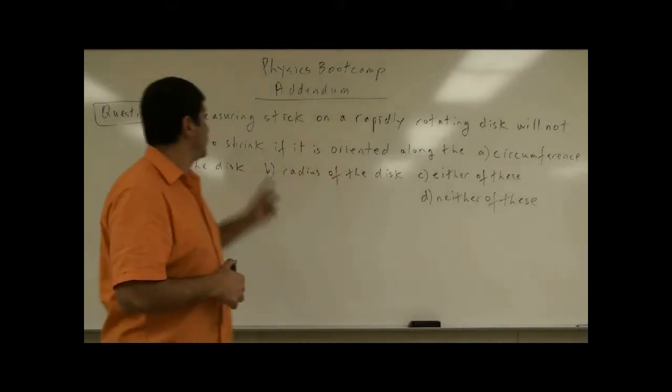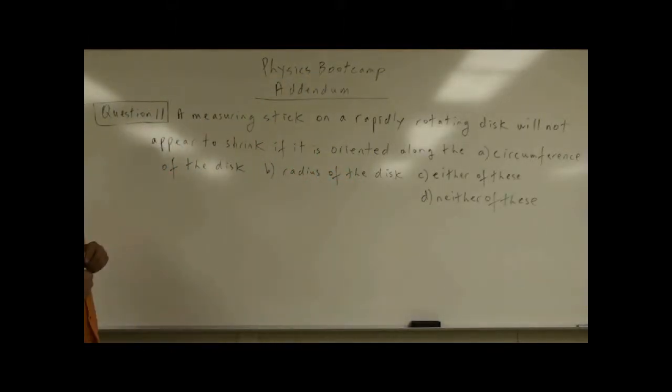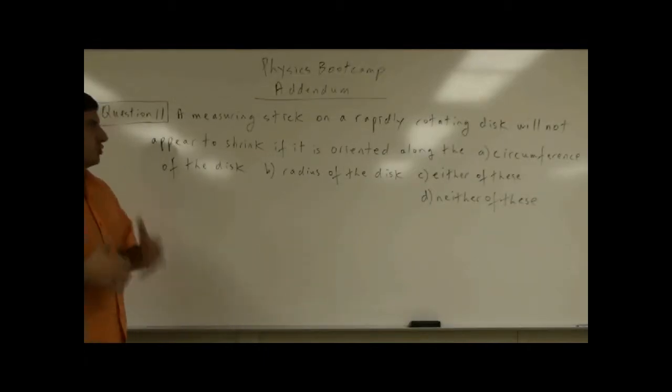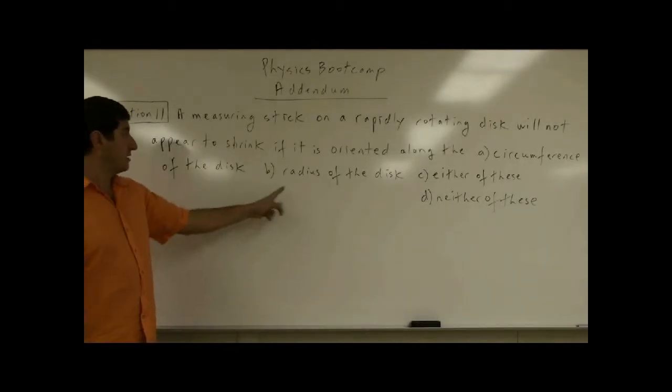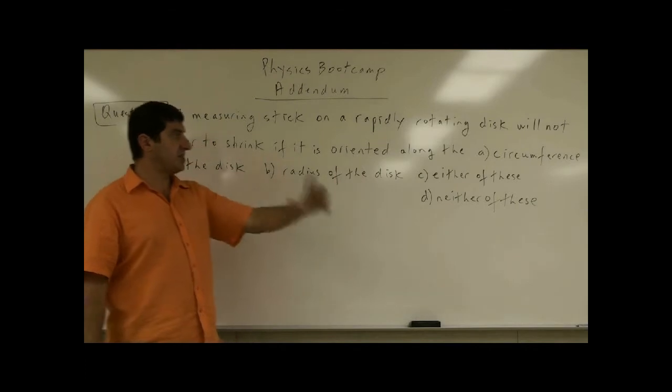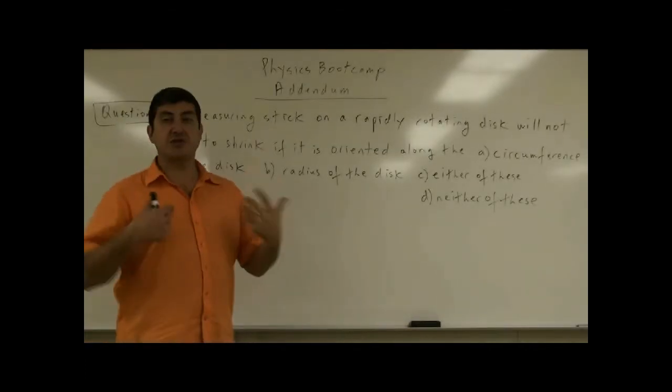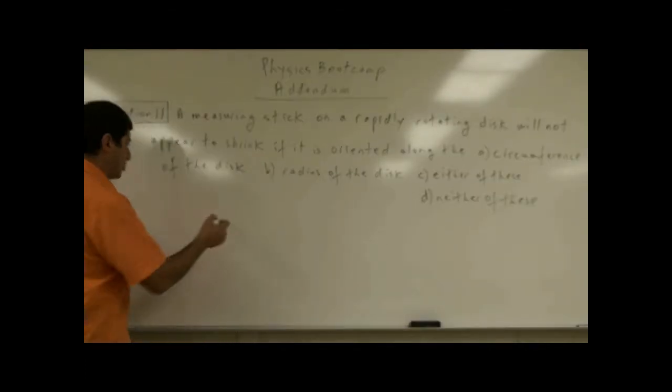Get to question 11 on the Physics Bootcamp addendum. It says a measuring stick on a rapidly rotating disc will not appear to shrink if it is oriented along the what? A, circumference of the disc, B, radius of the disc, C, either of these, and D, neither of these. Right? So let's visualize this.